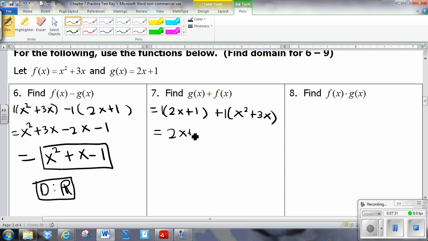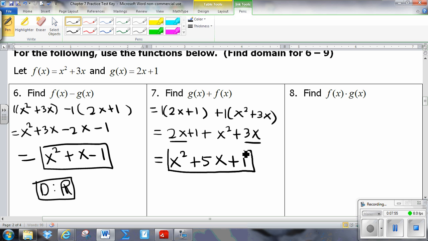So you've got a 2x plus a 1 plus, distribute the 1 here, you'll get an x squared plus a 3x. Next thing is combining like terms. Start with the highest exponent, which is a squared. No other squares, so it's going to be x squared. The 2x and the 3x are like terms. You can put those together. That's going to be a positive 5x. And this 1, there's nothing else to combine with that, so it's just a plus 1. That is your g of x plus your f of x function.